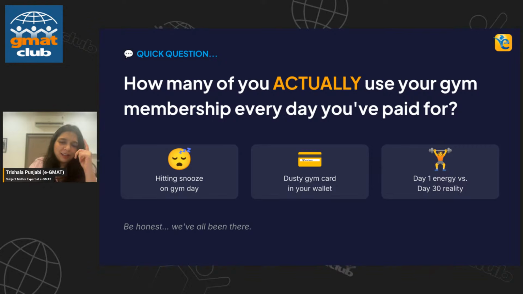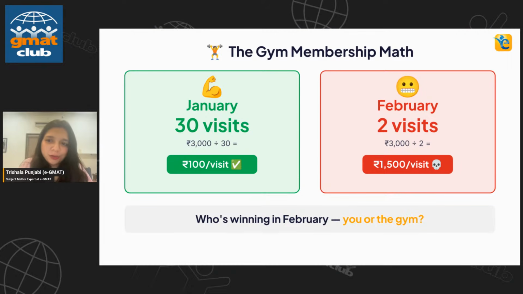I'm sure a lot of you would have gone for a gym membership, and how many of you actually use the gym membership every day? You have paid for it every single day, and we've all been there. We buy a gym membership, sometimes we use it, sometimes we don't, right? So let's say it's January, New Year's has started, and motivation is at an all-time high. At that time you'll go all 30 days. And how much will it cost you per visit? Let's say if you paid 3,000 bucks, it'll cost you 100 bucks per visit.